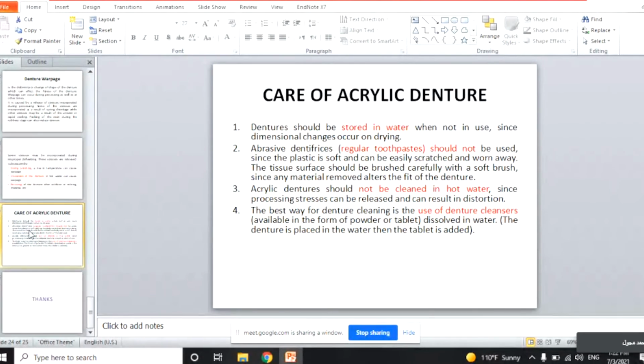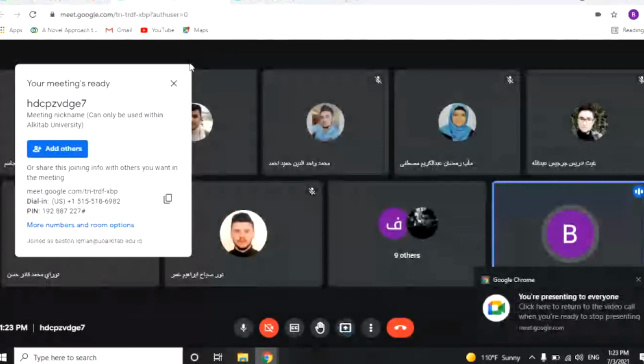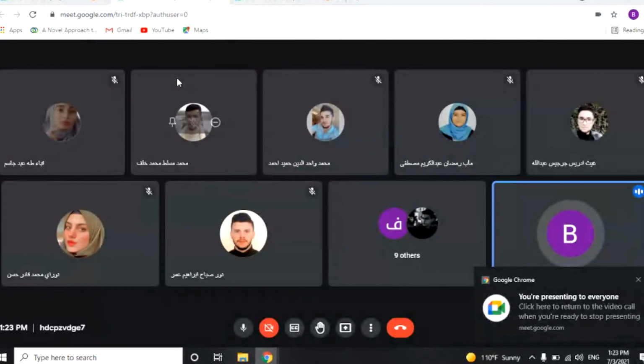No one. Dentifrice means toothpaste, but in a scientific word. Acrylic denture should not be cleaned in hot water. Why? It can cause warpage. The best way for cleaning the denture is to put the denture in the denture cleaner. And I'm finished, thank you very much. If you have any question, I'm ready.